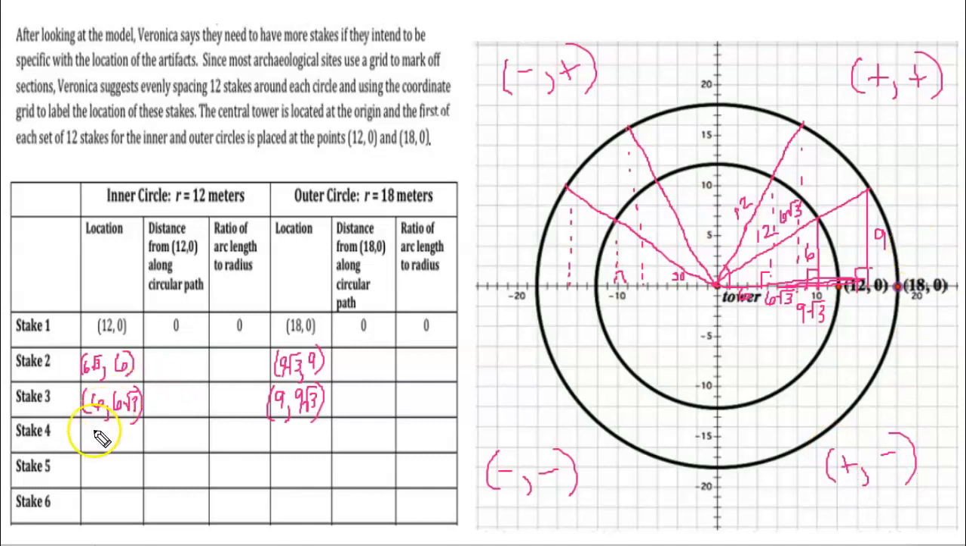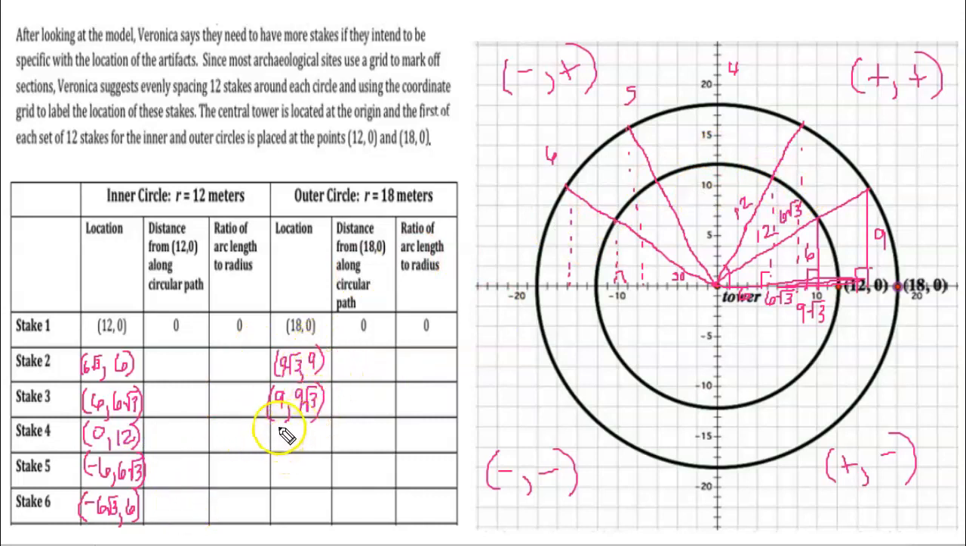So we can use the fact that stake 2 is 6 square roots of 3, 6, to get that 4, 5, 6. Stake number 6 is going to have to be negative 6 square roots of 3, positive 6. If we're looking at stake number 5, it coincides with this one. So it's going to be the same thing, except it's going to be negative 6, positive 6 square roots of 3. And so we can use that symmetry to our advantage as well.